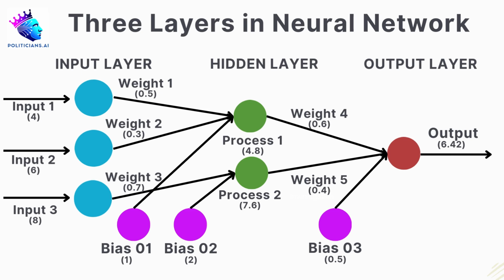By following these steps, you can see how inputs are processed through the network, how weights and biases affect the final result, and how the output is calculated. This basic example shows the core principles behind how neural networks operate.